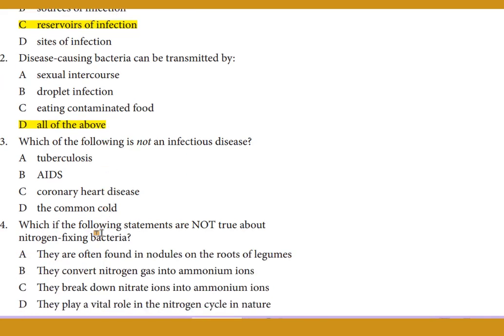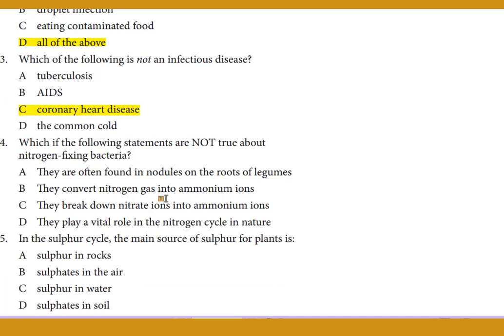Question number three. Which of the following is not an infectious disease? A, tuberculosis, B, AIDS, C, coronary heart disease, D, common cold. The answer is coronary heart disease. It can be a human-induced or degenerative type of disease, but the remaining others are caused by pathogenic microorganisms.